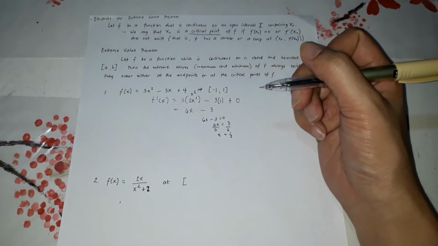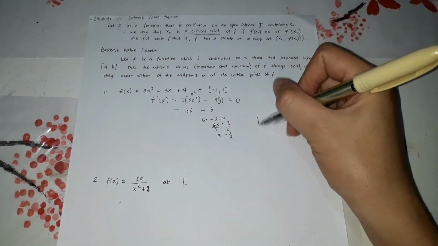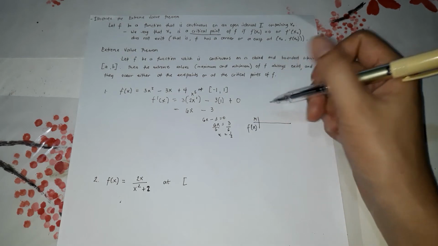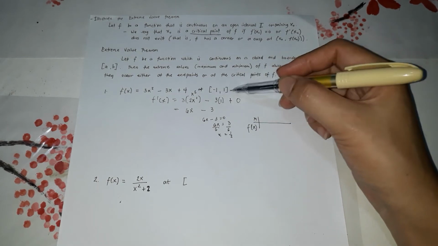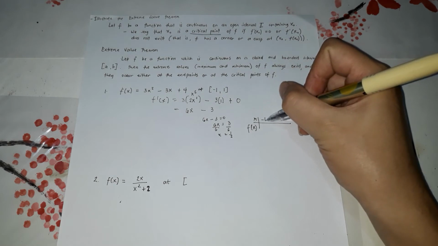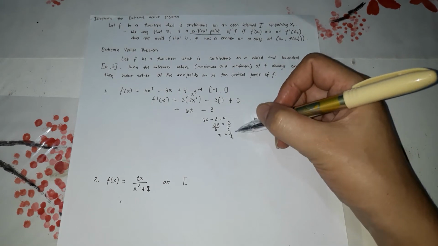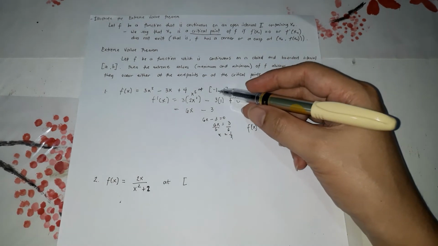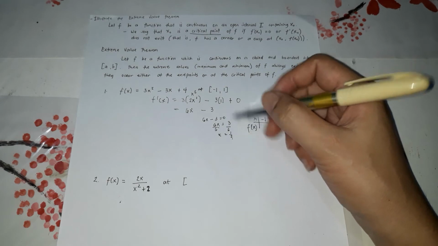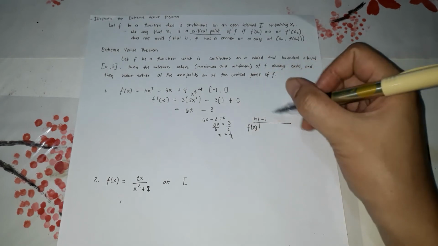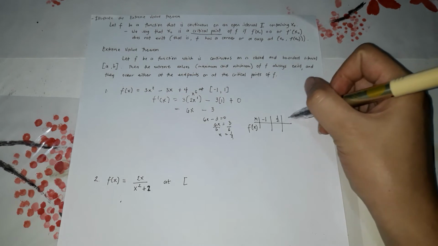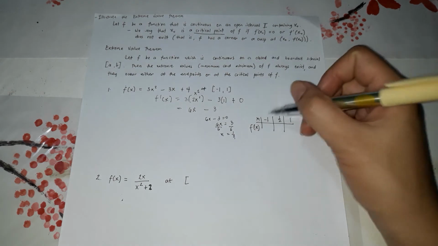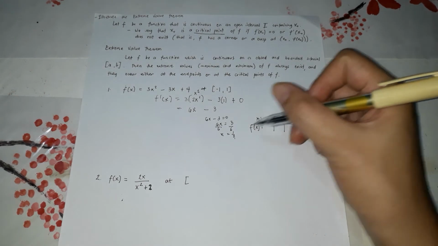Next, we're going to have the table of values. So x and f of x, the endpoints are -1 and 1. Is the critical point 1/2 in between -1 and 1? Yes. If it is not, do not include it here because the interval is just from -1 to 1. Next, we're going to get f of -1.